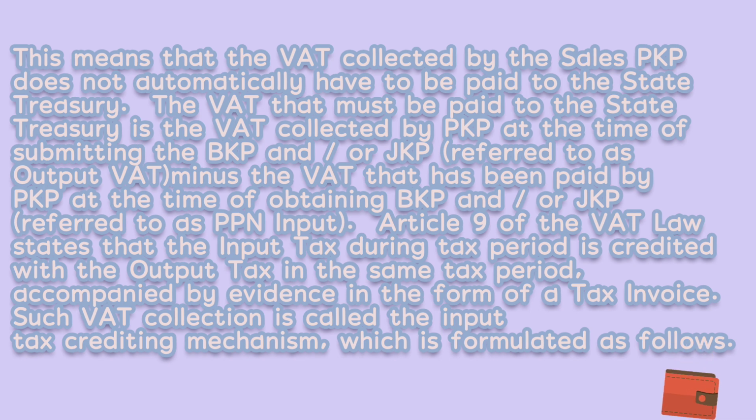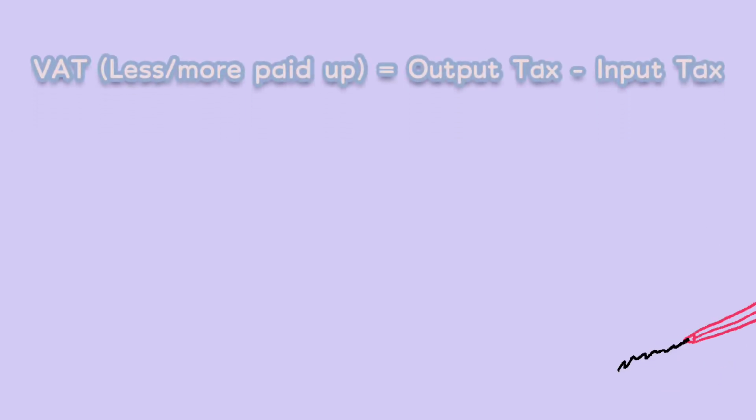as input VAT. Article 9 of the VAT law states that the input tax during a tax period is credited with the output tax in the same tax period, accompanied by evidence in the form of a tax invoice. Such VAT collection is called the input tax crediting mechanism, which is formulated as follows. VAT less or more paid equal to output tax minus input tax.